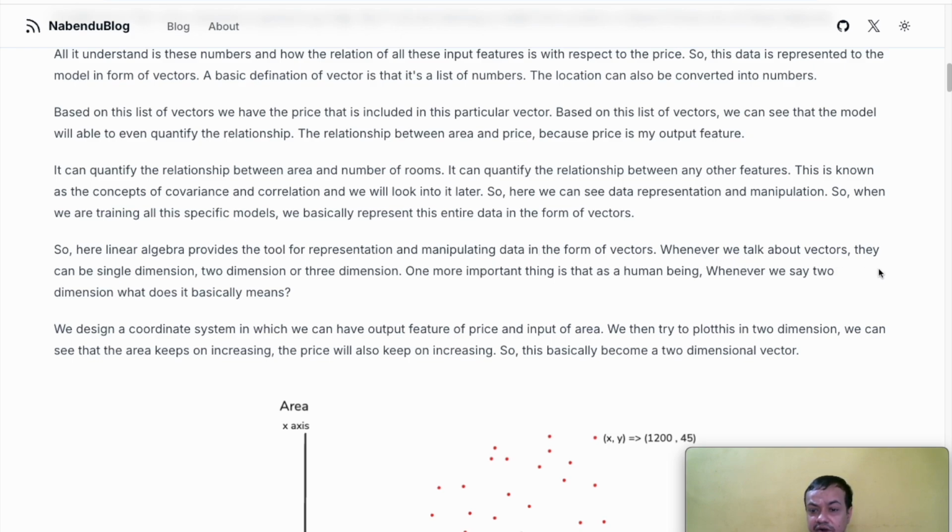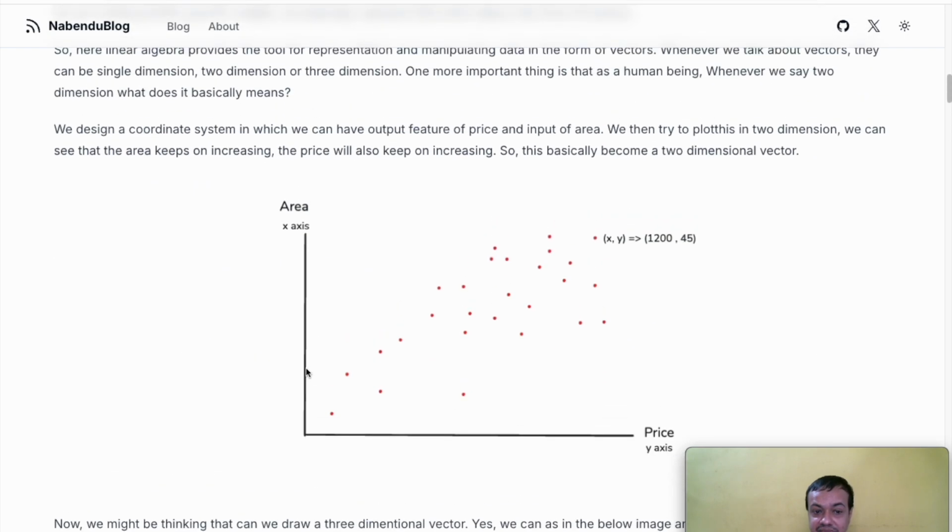Whenever we talk about vectors, they can be single dimension, two dimension, three dimension. One important thing is that human beings understand two dimension as basic. What does that basically mean? Two dimension means this thing: x axis and y axis. We design a coordinate system in which we can have output features of price and area. We can see that total plot. This is the two dimension, x axis and y axis.